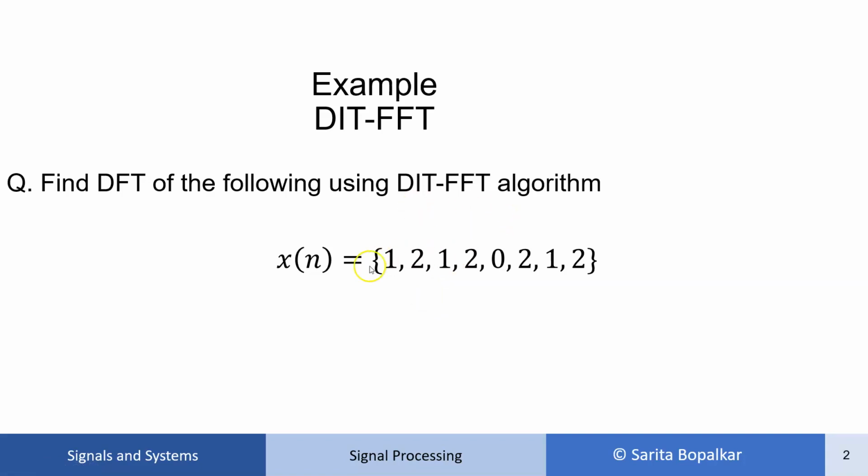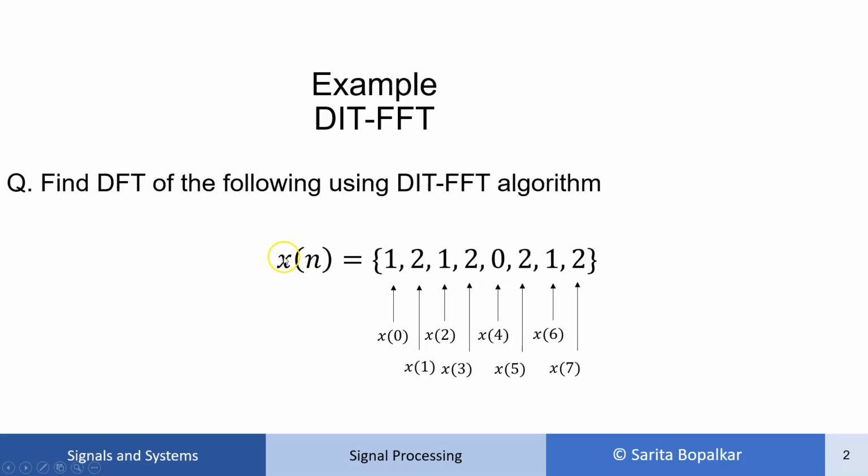DIT-FFT algorithm. There are 8 samples in this sequence. That means we have to use the 8-point DIT-FFT algorithm. First, we should understand its indexing. The first sample is indexed as x of 0, x of 1, x of 2, x of 3, 4, 5, 6 and 7. So these samples are indexed as x of 0 to x of 7.